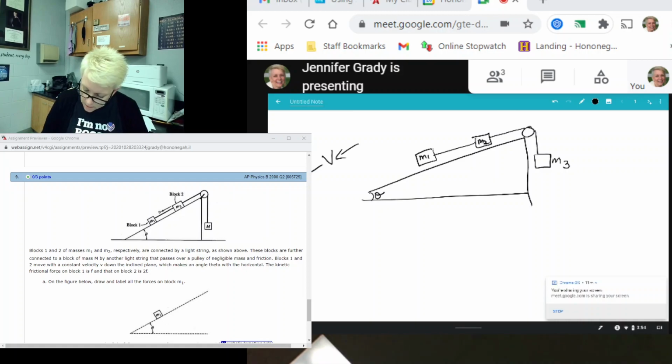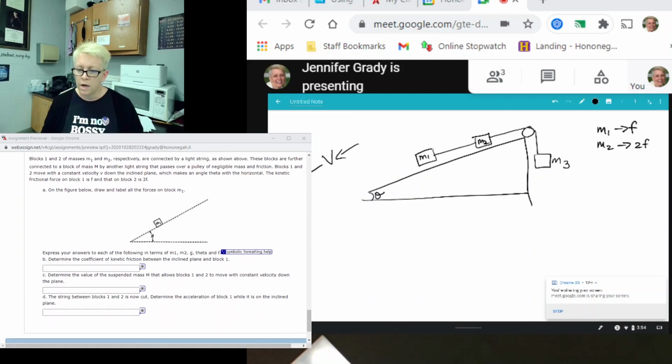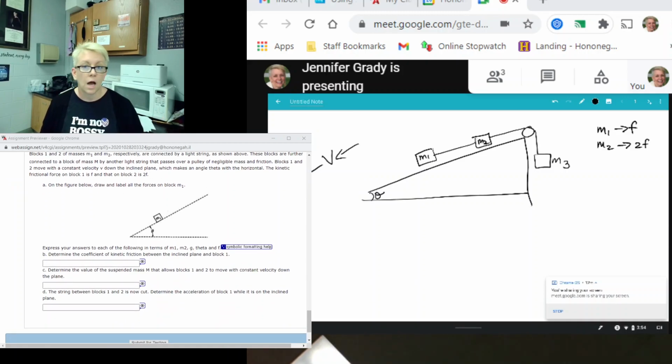Okay, so I don't even know where to put that. All right, M1, we're going to say, nope, that's totally off the screen. Let's try this again. M1 has a friction of F. There we go. M2 has a friction of 2F. We'll need that, but I don't want to write that on my diagram. That's just going to mess things up. And all right, on the figure below, draw and label all the forces on block M1. Well, obviously you're not submitting that, but it would be handy to do so.